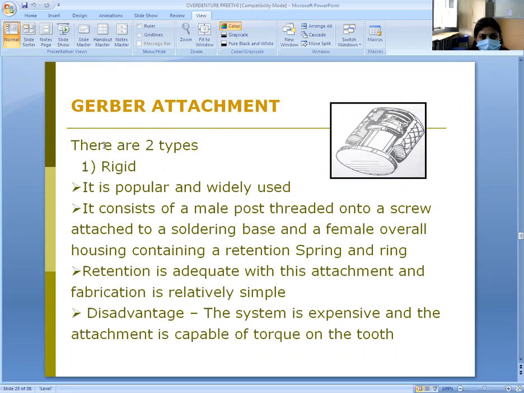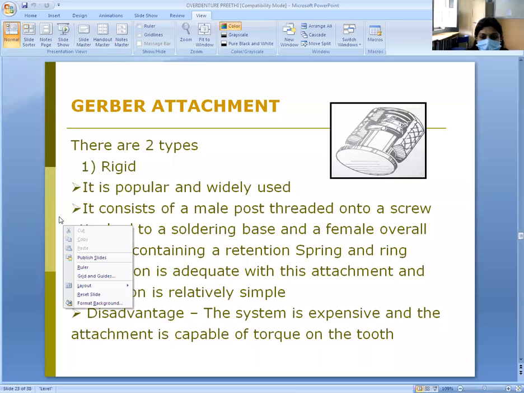So here, the Gerber attachment. This is again two types, rigid, and it is popular and widely used. It consists of a male post threaded into the screw attached to the soldering base, and a female overall housing containing the retention spring and ring. So retention is adequate with this attachment, and fabrication is relatively simple. Disadvantage of this system is it is expensive, and the attachment is capable of torque on the tooth.